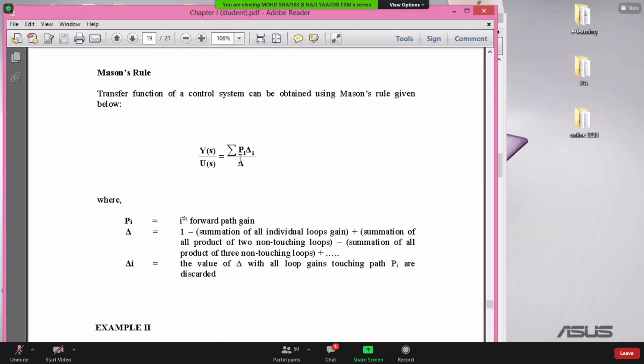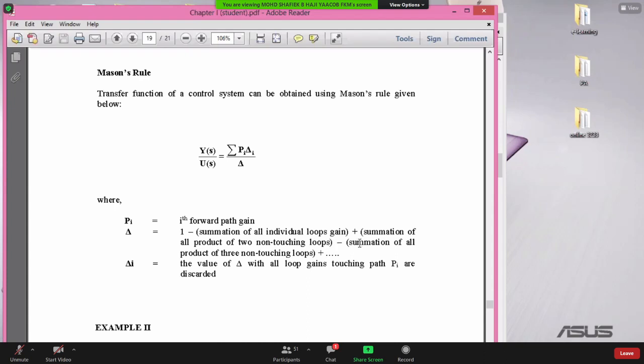So what is P? P is a forward path. What is i? You may have more than one forward path. You may have 2, you may have 3 forward paths. If you have 3 forward paths, i is equal to 1, 2, 3, for P1, P2, and P3. So P is the forward path gain. What is delta? Delta is 1 minus the summation of all loop gains, plus the summation of all products of two non-touching loops, minus the summation of all products of three non-touching loops. We'll come back to this later on.